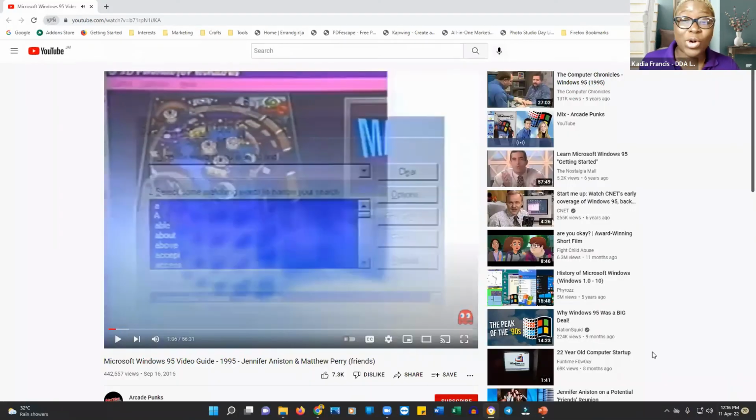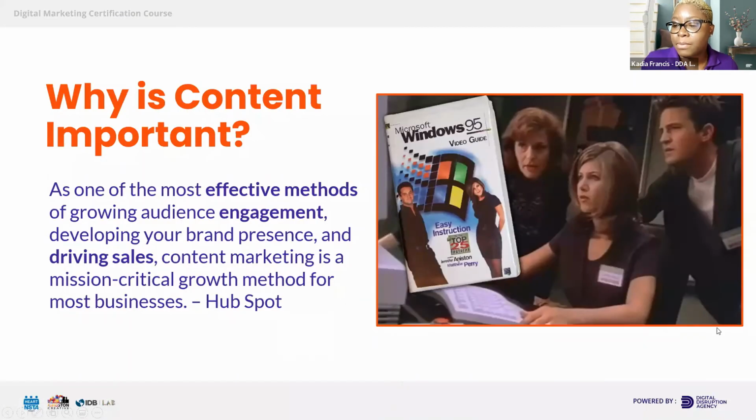All right, guys. So back in the 90s, you had several companies using TV or radio or the internet, because the internet was a thing back then, to create content that they used to help market their products or services, right? So it's not a new concept, but for a long time we've realized that it is effective.